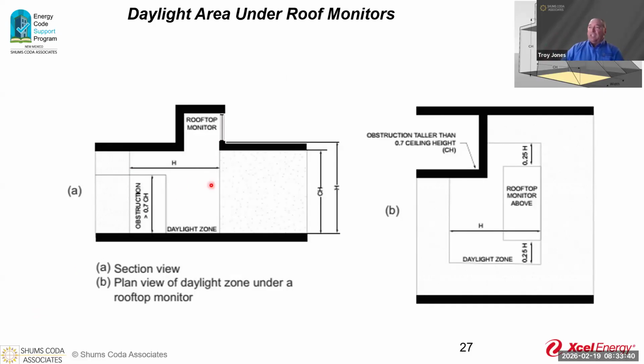So here you can see a section where we have that rooftop monitor right here. We have the height, which is the daylight zone, comes here for the height of the ceiling, stretches out to here. We have an obstruction that's over 70% of the wall, so the daylight zone would come up to here.